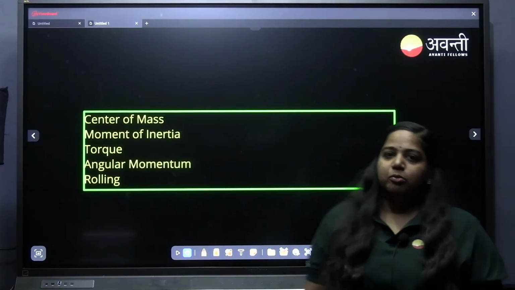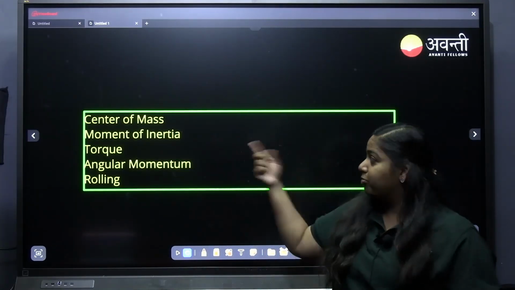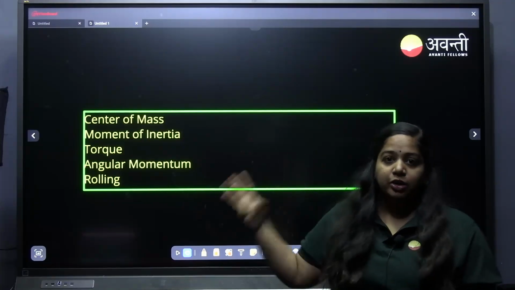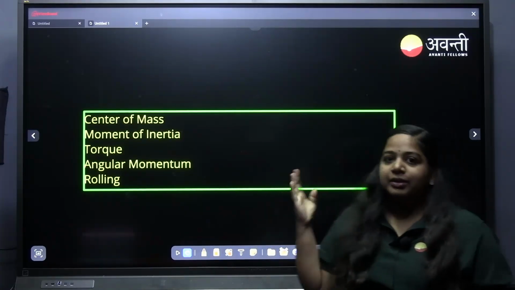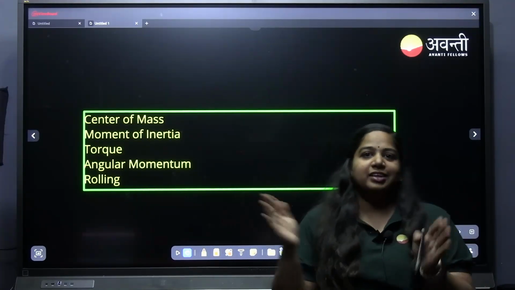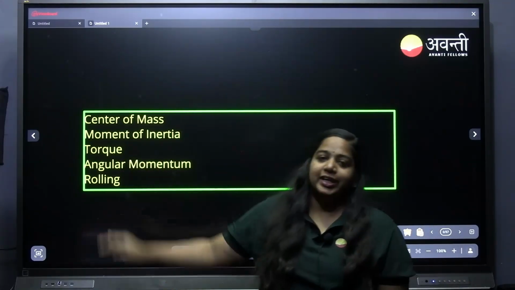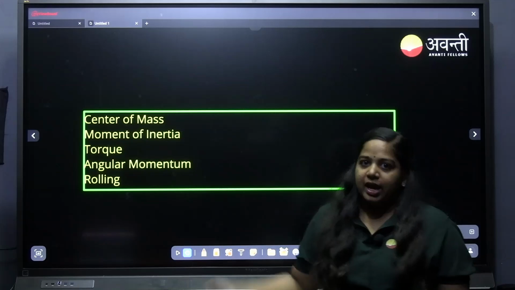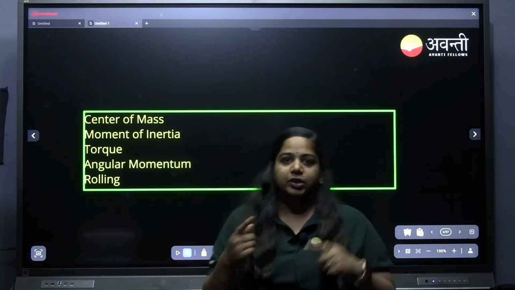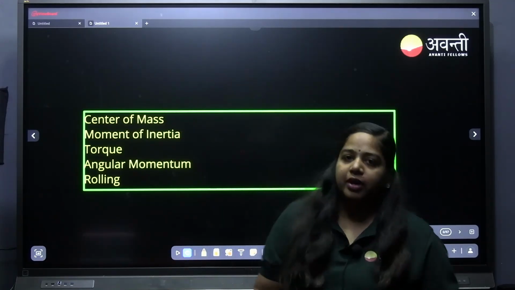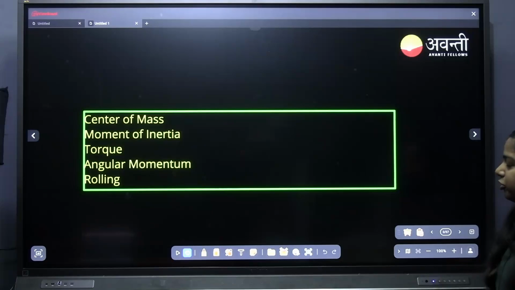In this chapter the most important topics are center of mass, moment of inertia, torque, angular momentum, then rolling motion. Rolling means translation plus rotation. So till angular momentum we are dealing with pure rotation motion, and when it comes to rolling we are dealing with rotation plus translation. Okay. So let's start with center of mass.